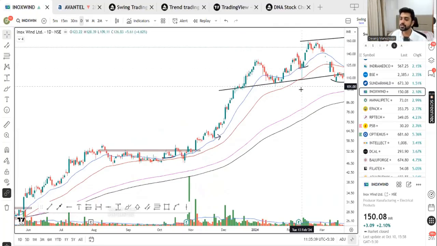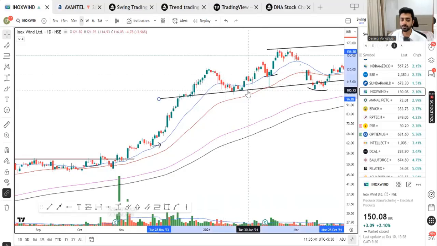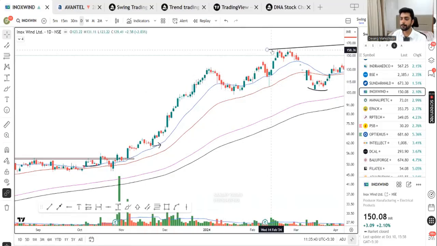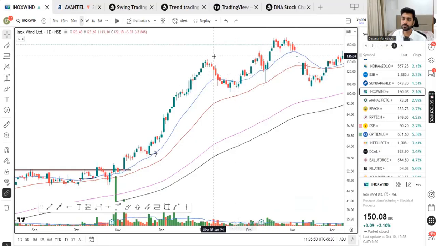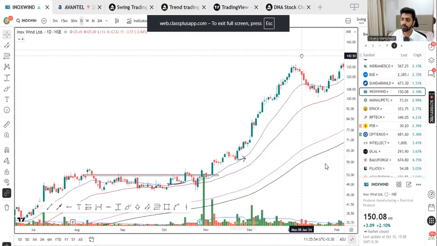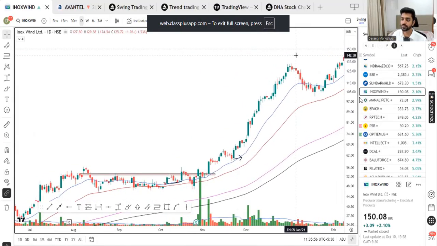Which kind of base is this now? Which kind of base is this? Up slope? No. Okay, let's see like this. Which kind of base is this?